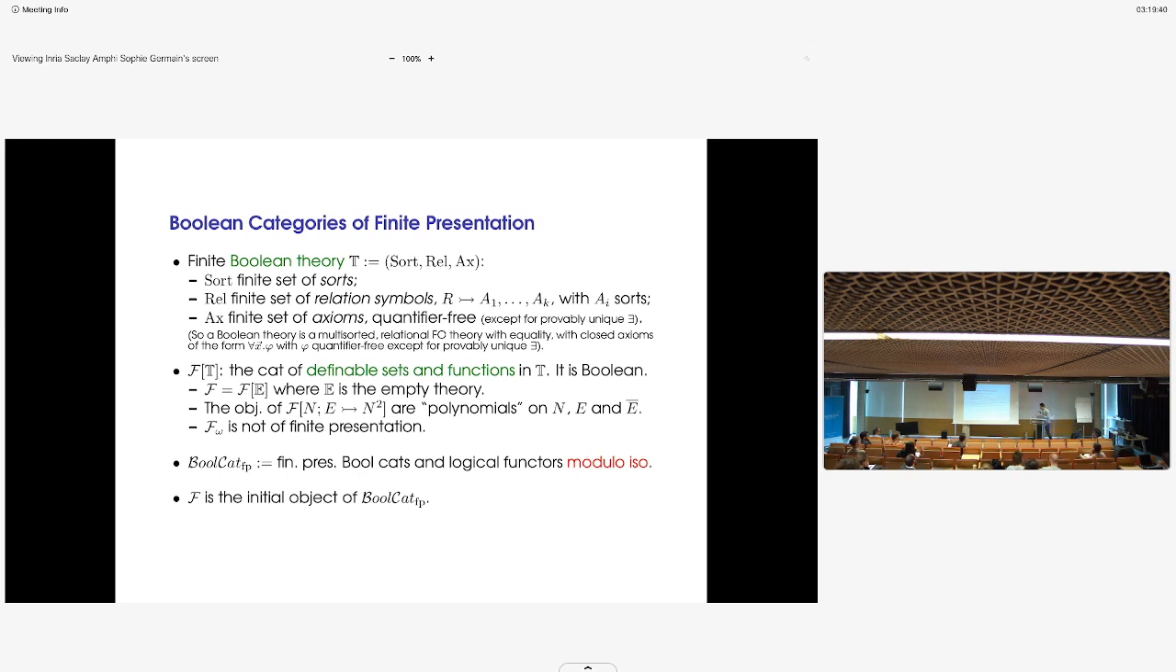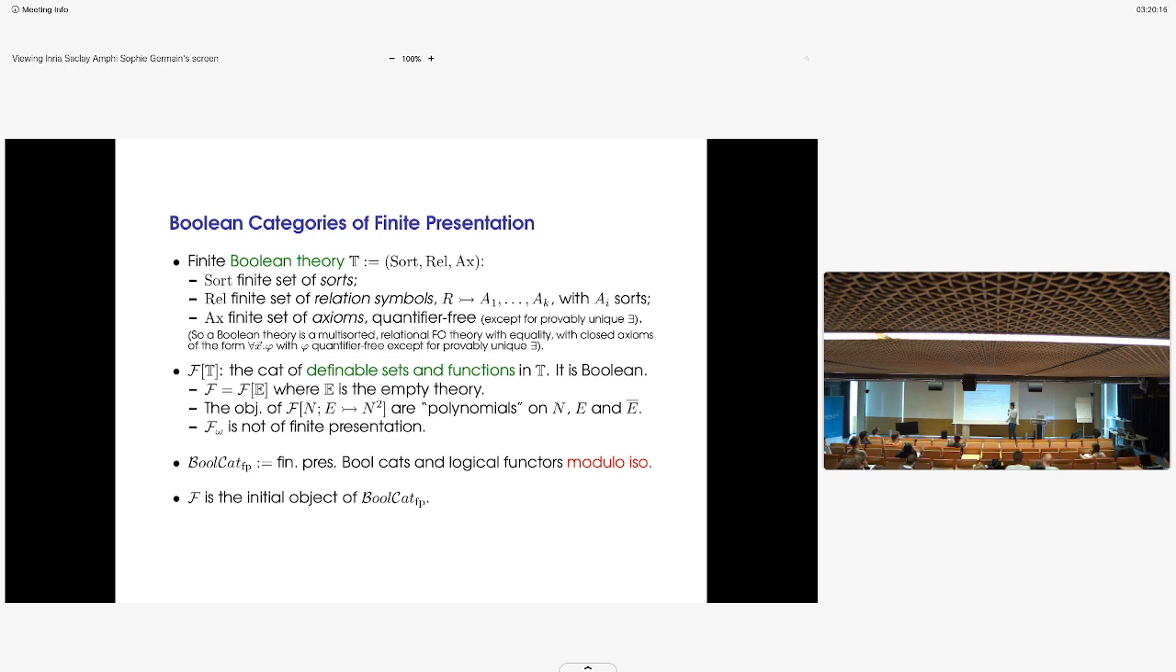And so on. An example of a Boolean category which is not of finite presentation is the F omega that I defined before, the skeleton of countable sets. So now we define this category here: the category of Boolean categories of finite presentation and logical functors between them, but modulo isomorphism, so that this is actually a one-category, not a two-category. Naturally it would be a two-category, but you take the quotient under natural isomorphism so that it becomes a category.